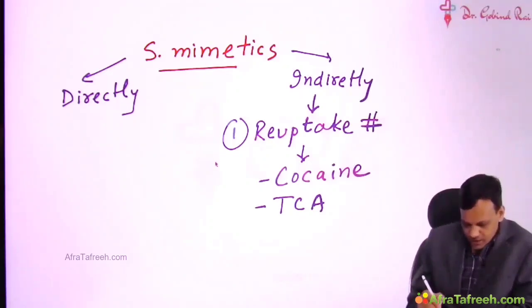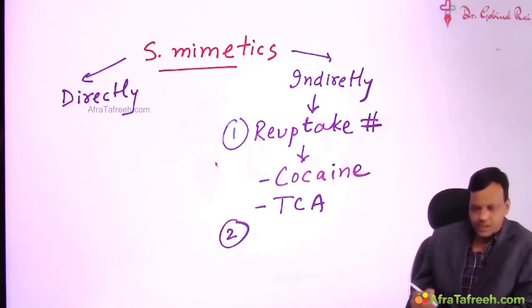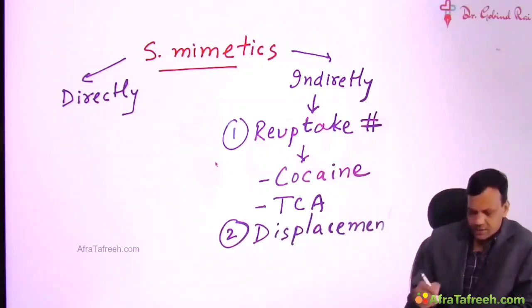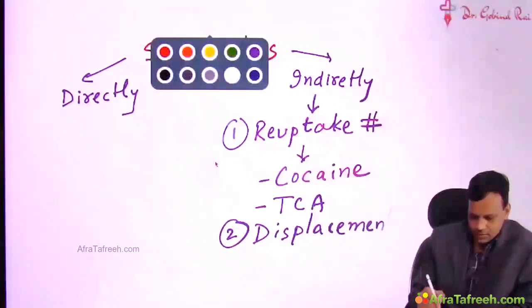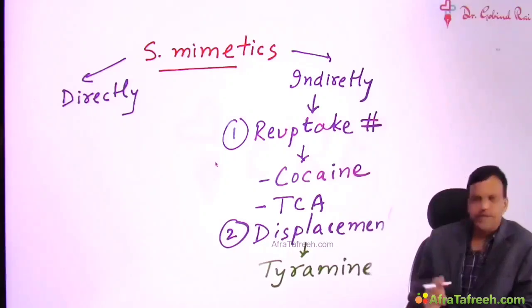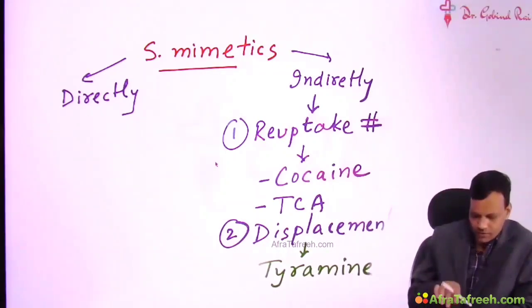Now second group of drugs which act by indirect action is drugs acting by displacement. The example is tyramine. Tyramine. First of all, how does tyramine work?